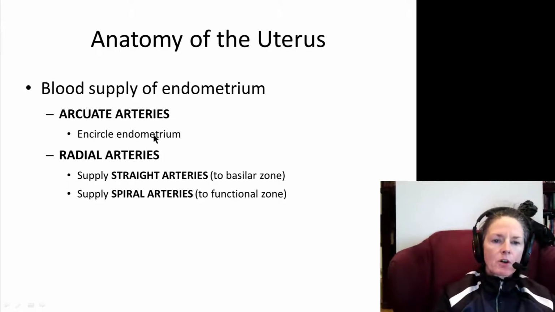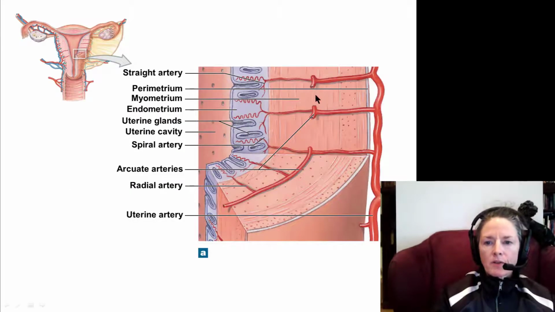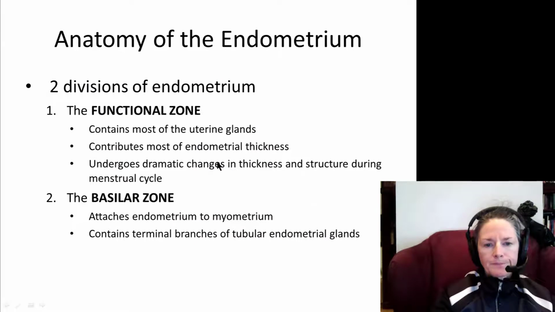So we have the arcuate arteries that we've already seen encircling the endometrium. So basically, if we go back up here, really it's going to encircle the endometrium, but remember the arcuate arteries are going to be these ones that are making an arc around the entire uterus, and they're really in the muscular zone, so they're in the myometrium, but they encircle the whole endometrium, and then they have the radial arteries that are going to branch from the arcuate arteries and give rise to these spiral arteries.